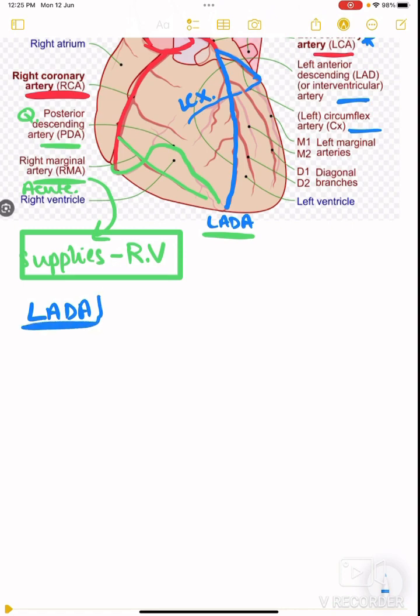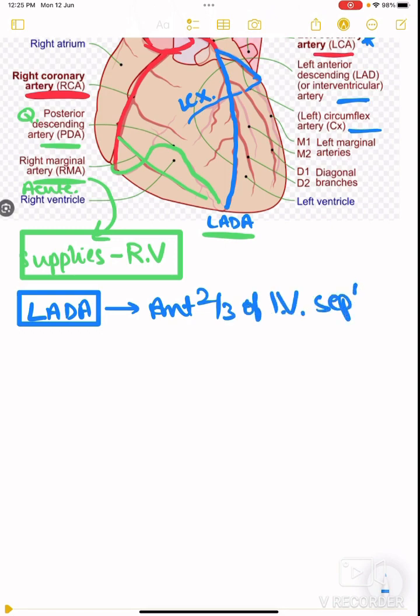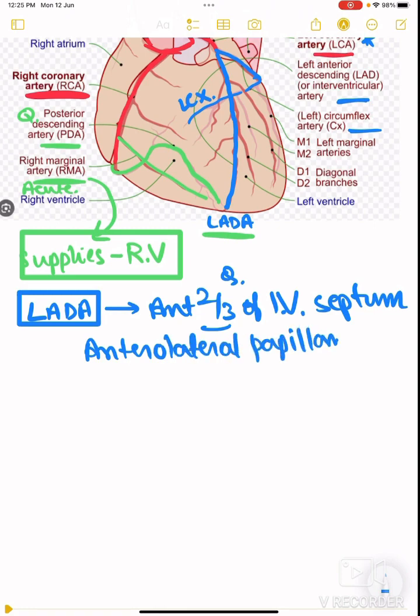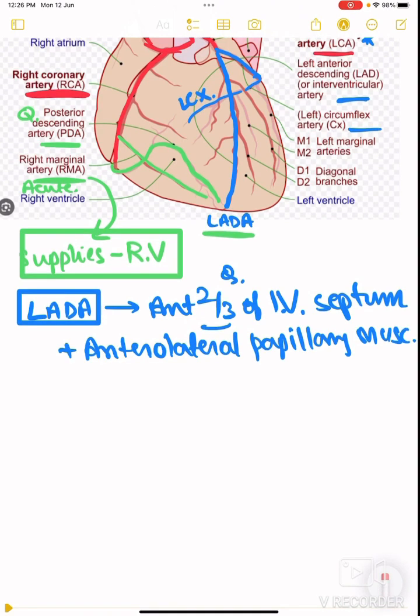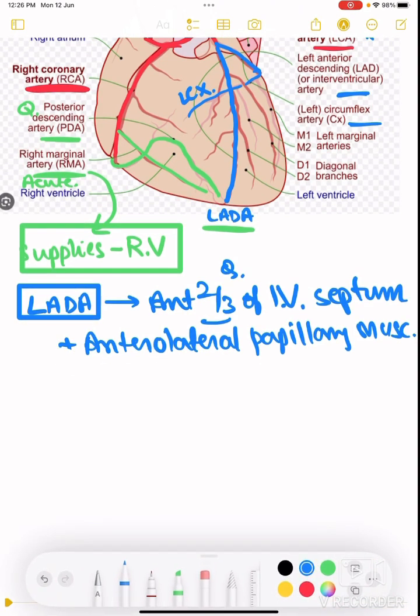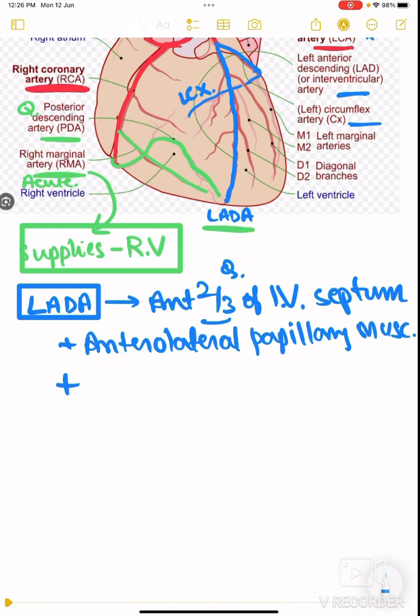The left anterior descending artery supplies the anterior two-thirds of the interventricular septum. Questions are asked from this. Also, it supplies the anterolateral papillary muscles. Apart from this, the left anterior descending artery also supplies the anterior surface of the left ventricle. Which artery supplies the right ventricle? The answer is over here. It is supplied by the right marginal artery.